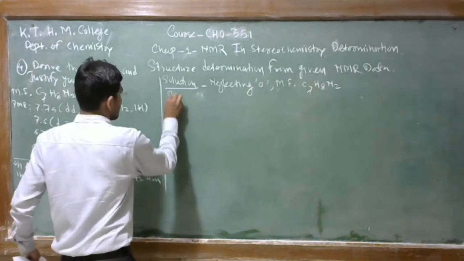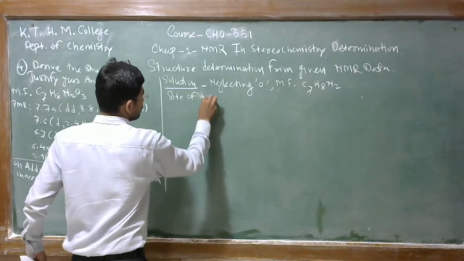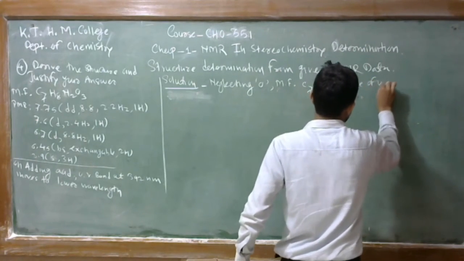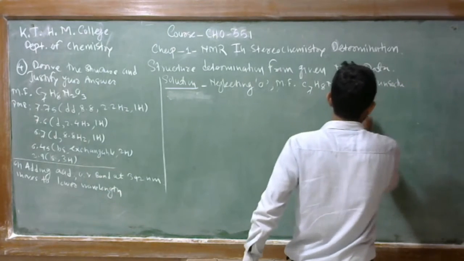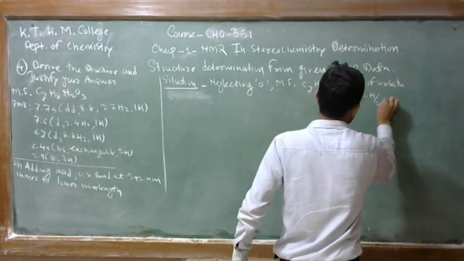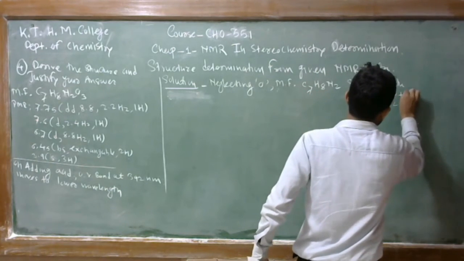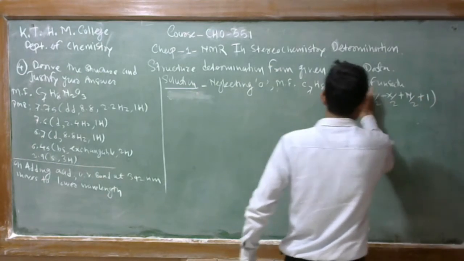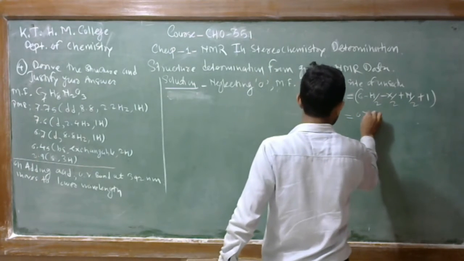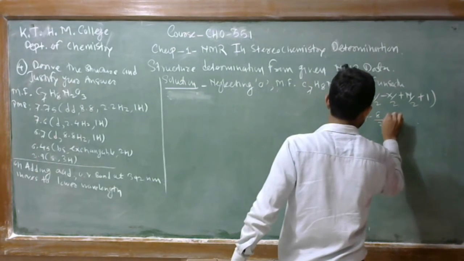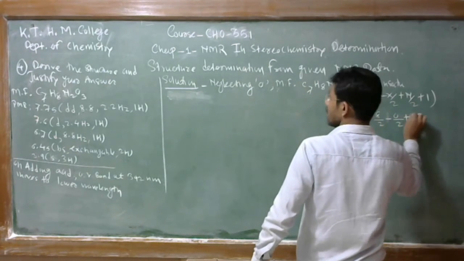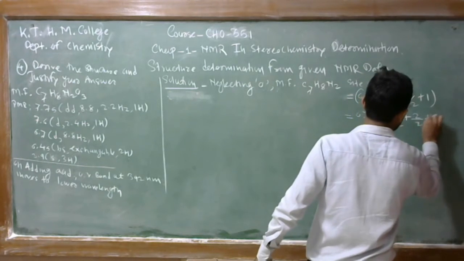So site of unsaturation is equal to C minus H by 2 minus X by 2 plus N by 2 plus 1. So by this formula we can calculate the site of unsaturation. So number of carbon is 7, number of hydrogen is 8, X is nothing but 0 here, 0 by 2, N is nothing but 2 here, 2 by 2 plus 1.